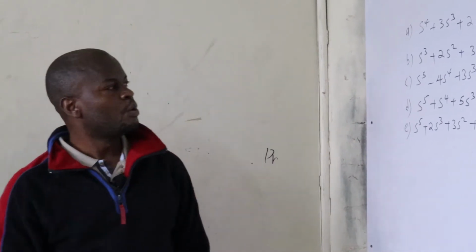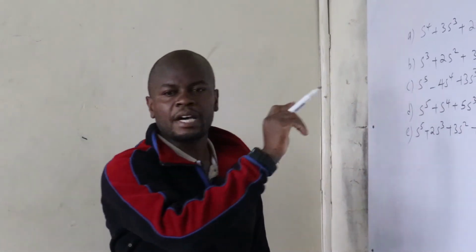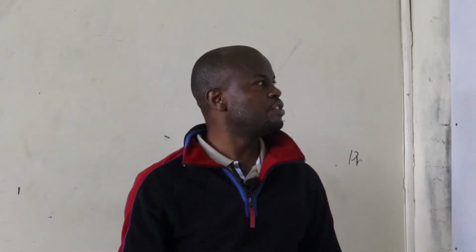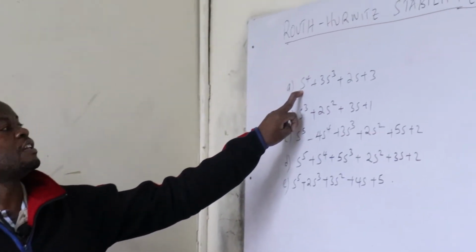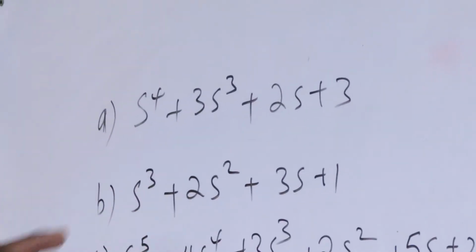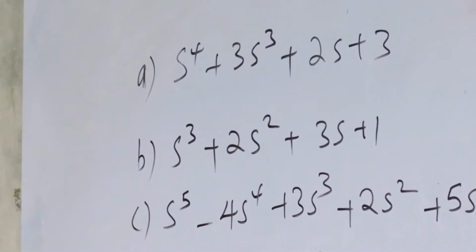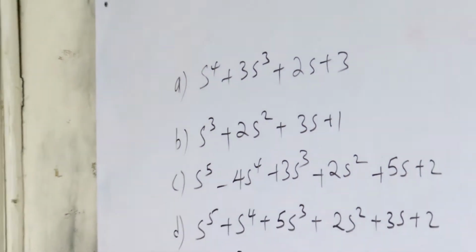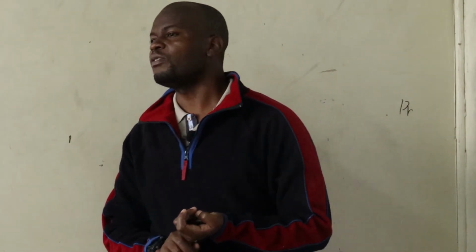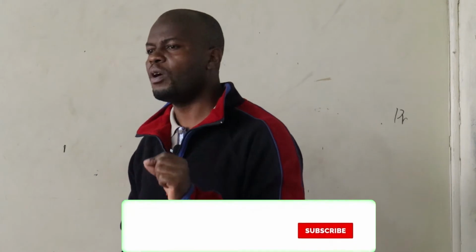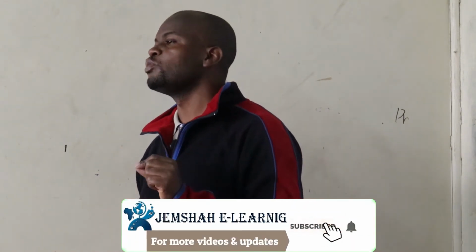So for a system to be stable under this, one thing that must be there for the first step is that all the coefficients must be present and positive. Which means if the highest power is s raised to power 4, then we must have a coefficient for s raised to power 3, for s raised to power 2, for s raised to power 1, and for s raised to power 0. So if all the coefficients are present and positive, then the system is likely to be stable.